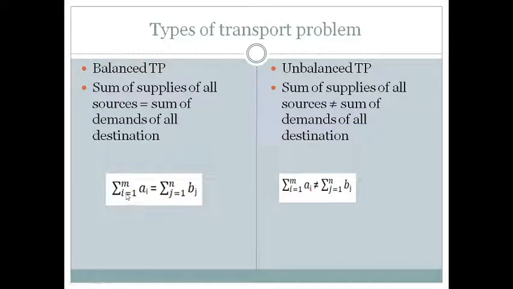The sum over i equal to 1 to m of a_i, the total supply, is equal to the sum of b_j, the total demand. If this is not equal, meaning the sum of supplies is not equal to the sum of demands, then we have an unbalanced transportation problem. So two categories are there in the transport problem: balanced and unbalanced.